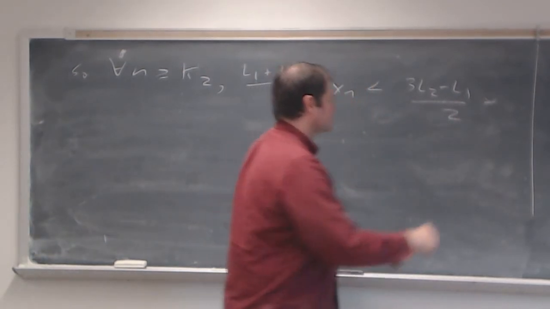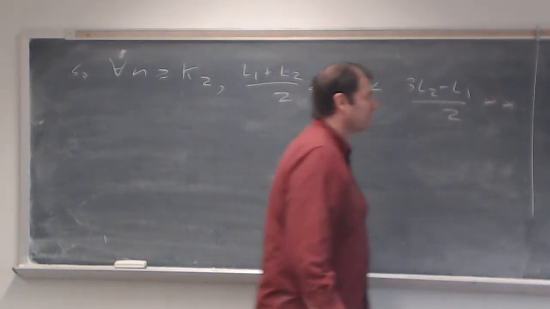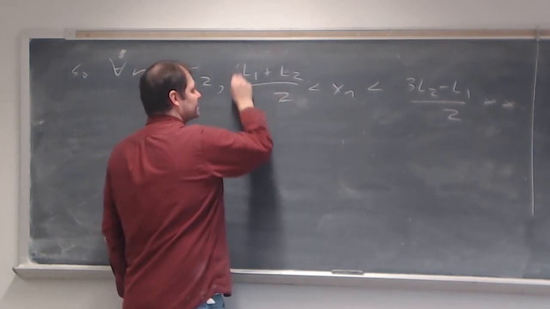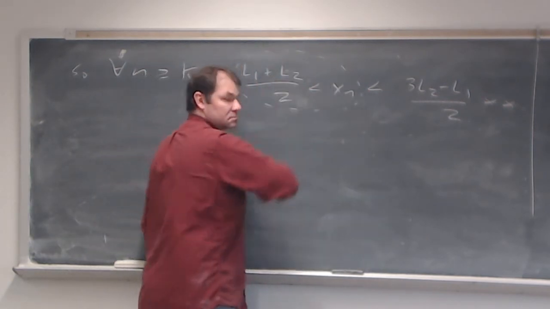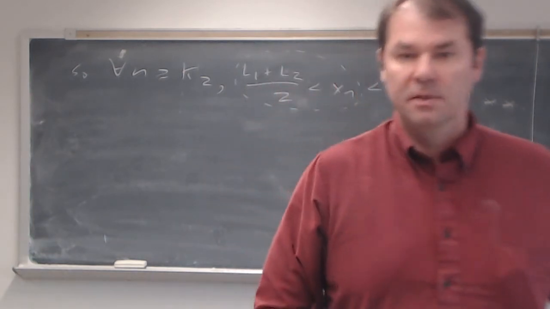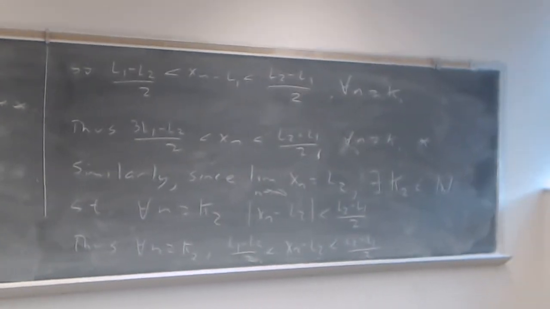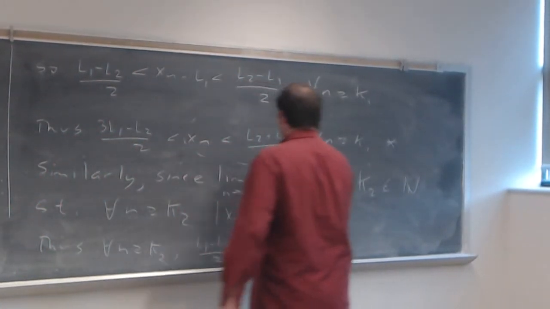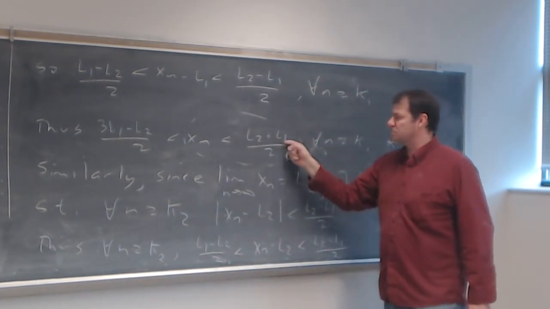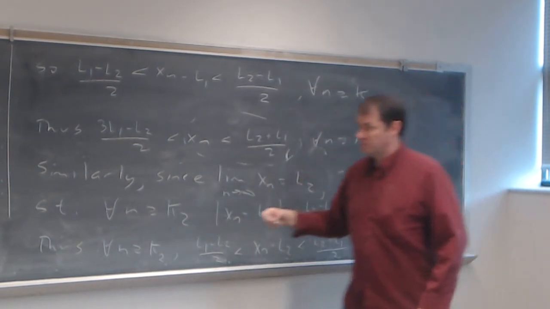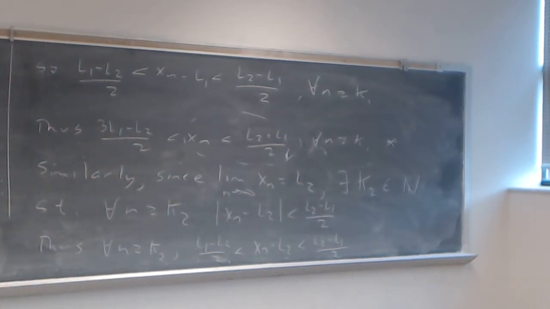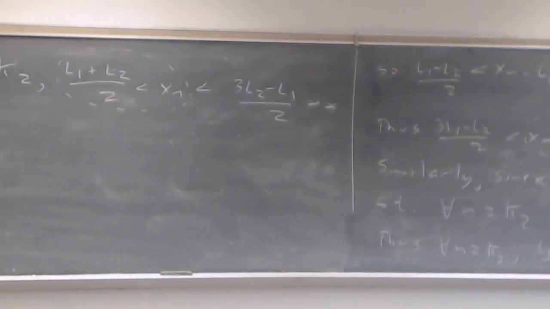I'm going to put a little double star. And I'm going to circle part of it just for a second, this part. And I'm going to go back and circle an analogous part of the other starred statement. That's here. So look at this. This says that x sub n has to be less than L sub 2 plus L sub 1 over 2. But over here, we have that same number, L sub 2 plus L sub 1 over 2, is less than x sub n.